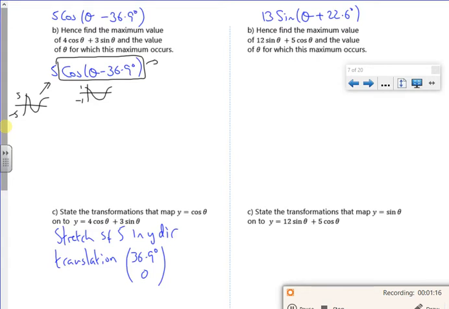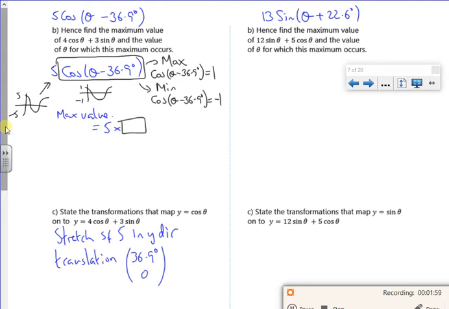So what that means, and this is quite important, is its maximum value is when cos of theta minus 36.9 degrees is equal to 1, the top of the graph. But also, it doesn't mention it, these two questions talk about the max, not the min, but it's minimum when the black box, cos of theta minus 36.9 degrees, is down the bottom at minus 1. So what it means for us, the max value, is 5 lots of, I make that black box into 1. So the max value is 5. There. So that's found the max value.